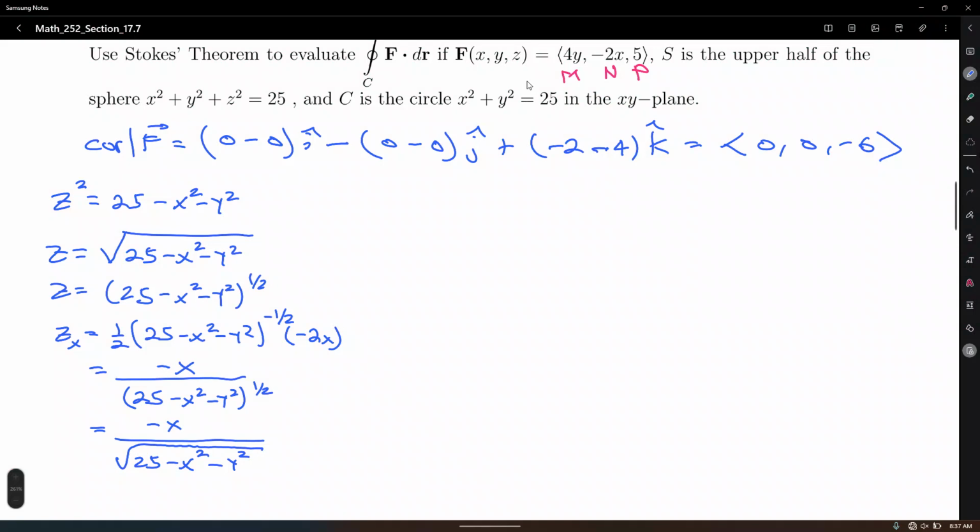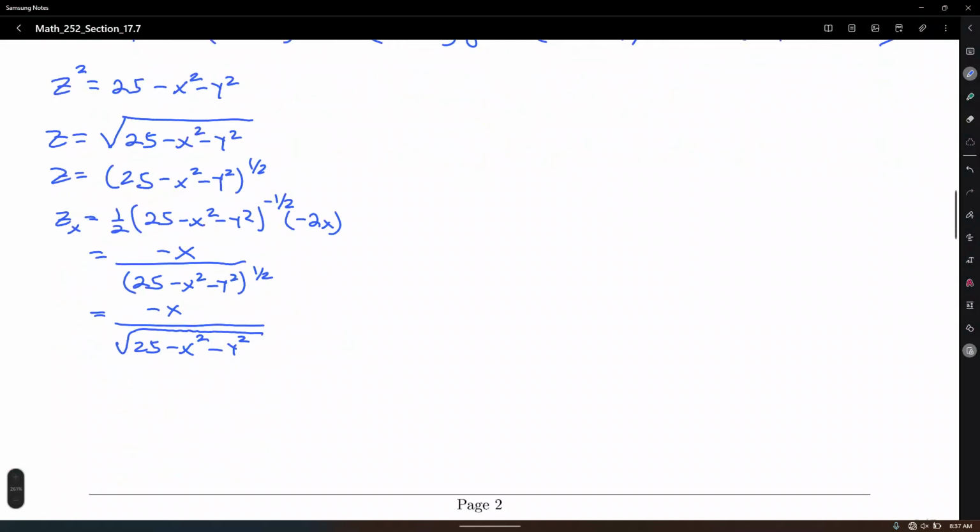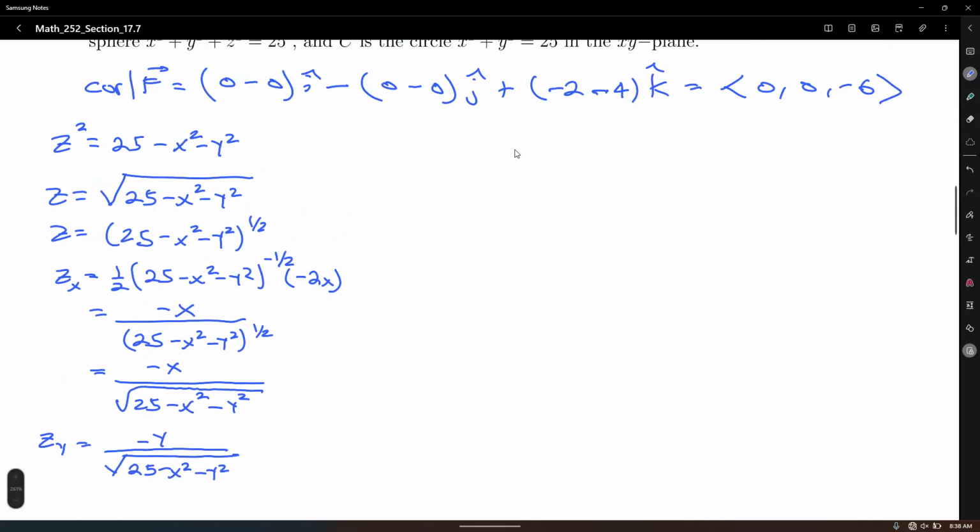All right. In a similar way, we can find the partial with respect to y. That is going to be a similar result, but negative y over the square root of 25 minus x squared minus y squared. Okay. So at this point, we have everything we need to evaluate this line integral using Stokes' theorem. Again, what are we calculating using Stokes' theorem? We are evaluating a line integral.